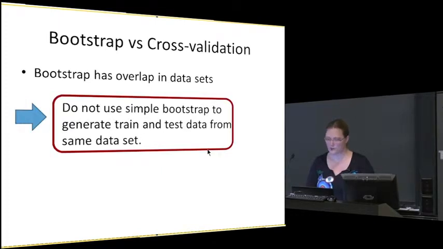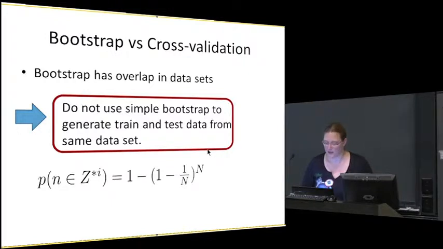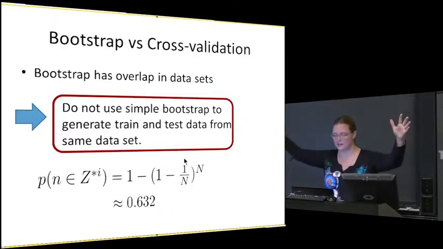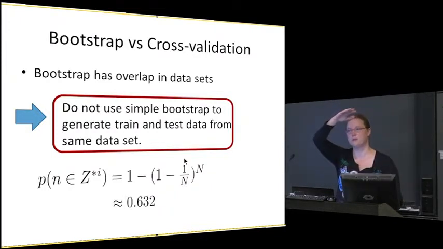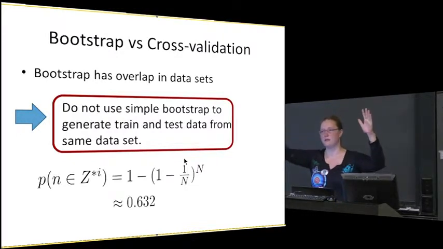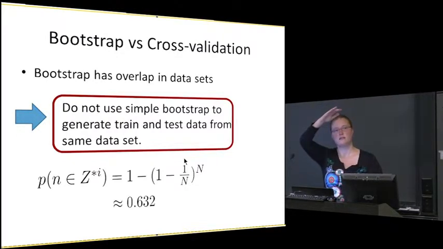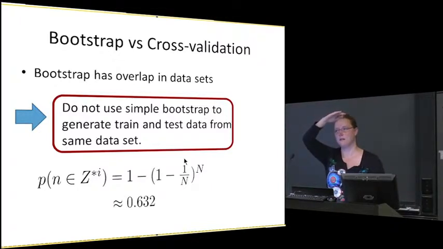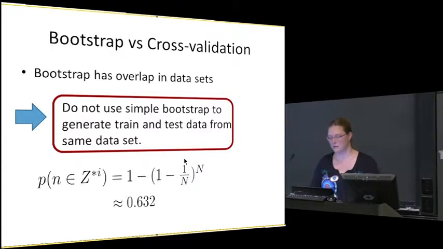Because Bootstrap has this overlap in data sets, I put that explicitly here again, because what it turns out is, if you do the math, about 60% of the original data set is chosen in your Bootstrap sample. If you draw your n data points with replacement, you end up with a data set that has about 60% of the original data set in it. And the rest are replicas.